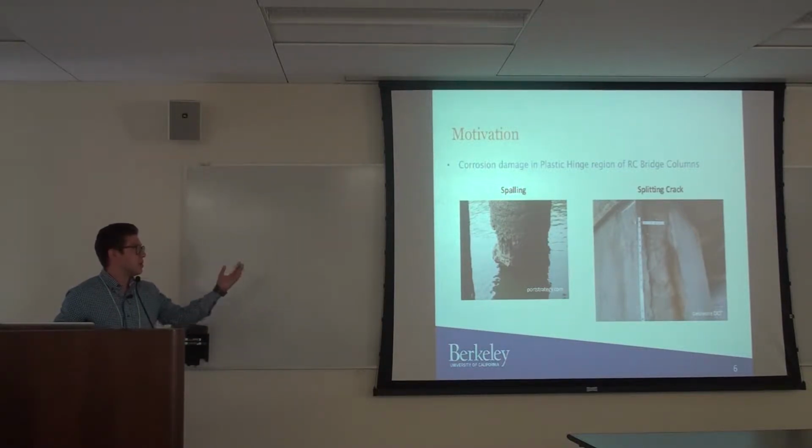There can be complete spalling or splitting cracks. And we see a lot of damage forming right at the plastic hinge region of these columns, which for seismic response is kind of the more influential region of the column. So a lot of the worst damage is in the most influential area.